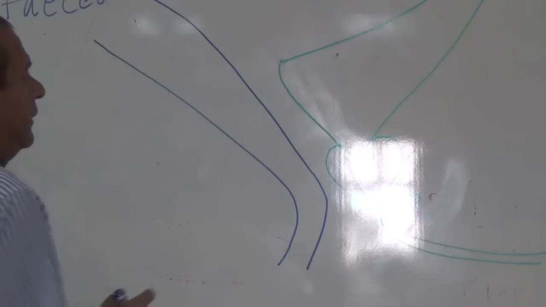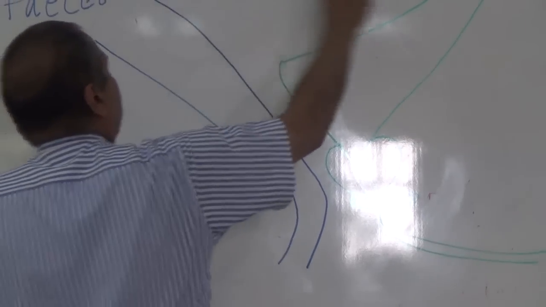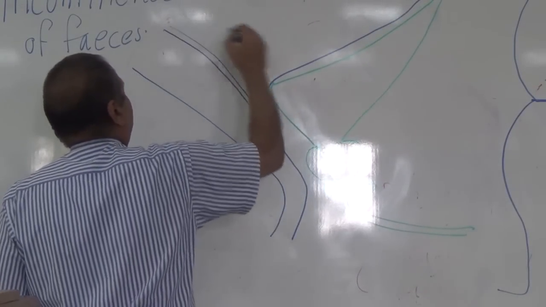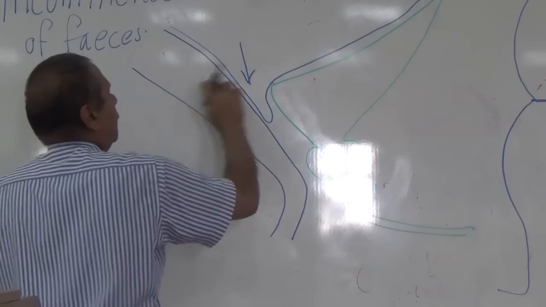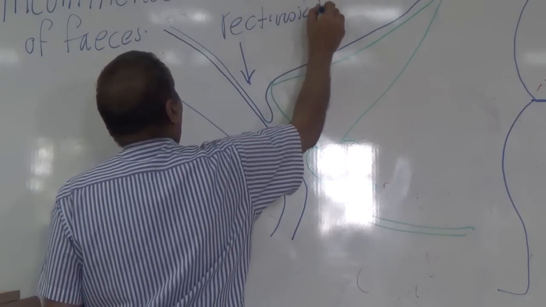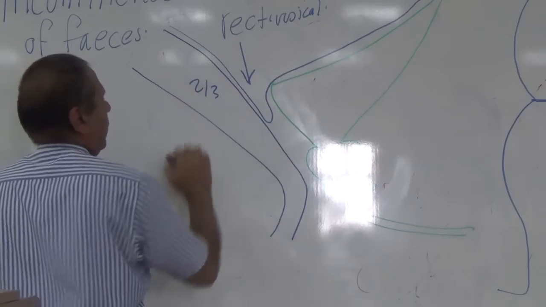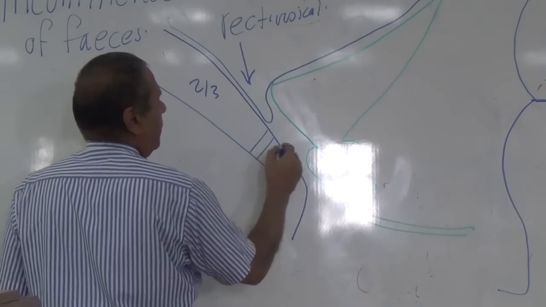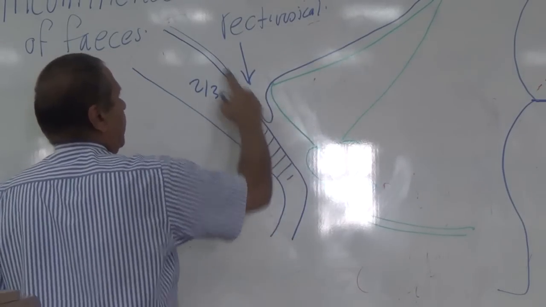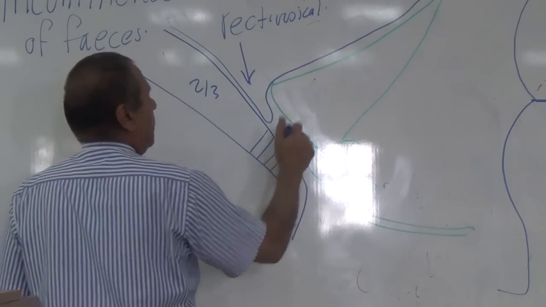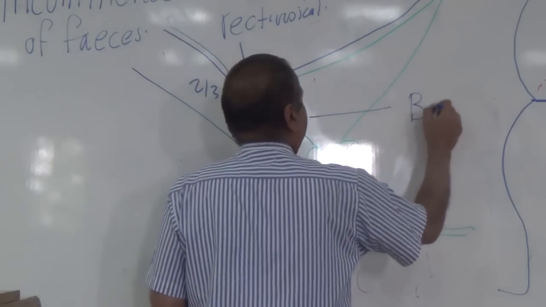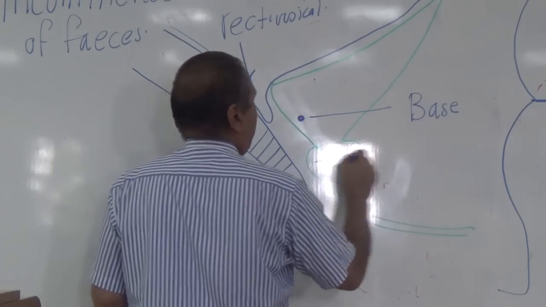I'll find in male, the upper two-thirds of the rectum is related to a pouch between the bladder and the rectum. This pouch is called the rectovesical pouch. The lower third of the rectum is devoid of peritoneum, because the peritoneum comes from the bladder and is reflected here to the rectum. So the lower third has no peritoneum, but is related to the base of the bladder, and related to the prostate.